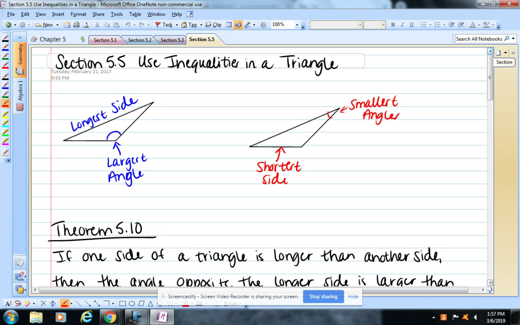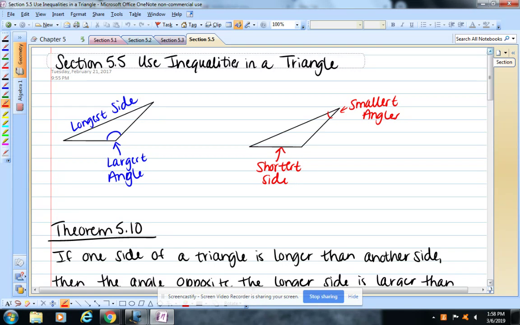Okay. So we're going to talk about inequalities in a triangle in this section. And this is a pretty simple lesson. It pretty much tells us what can make a triangle and what cannot make a triangle. That's pretty cool, because not every set of sides can form together to make a triangle. Just because you have three sides doesn't mean they fit and meet up and make a triangle. Okay?